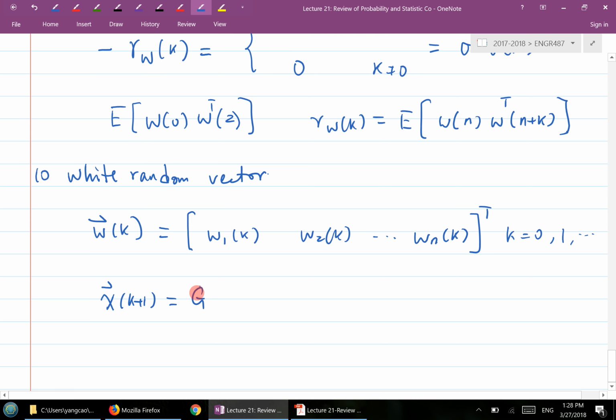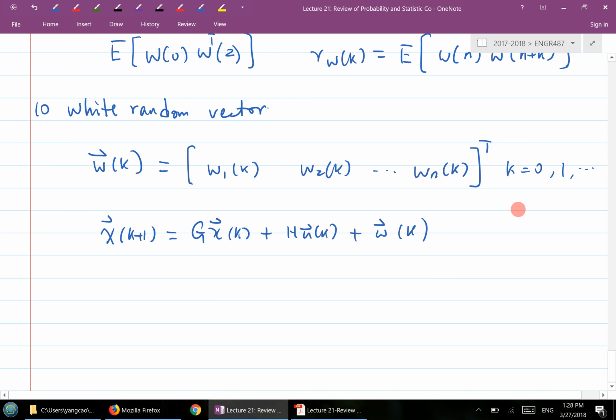This is exactly what we're going to use for our process. In our process we have what we call process noise. The process noise for our next study will be white noise, a white random vector.